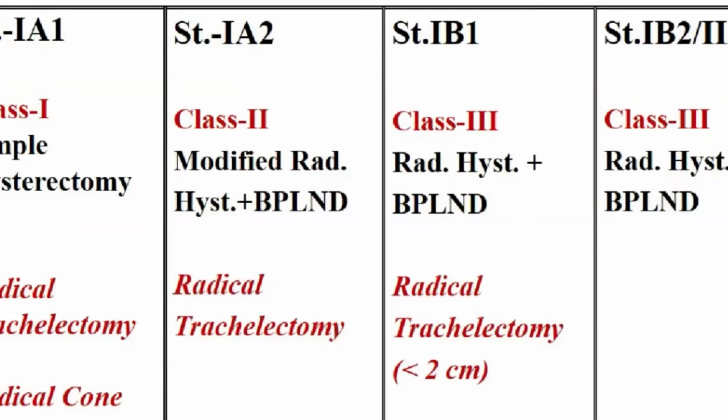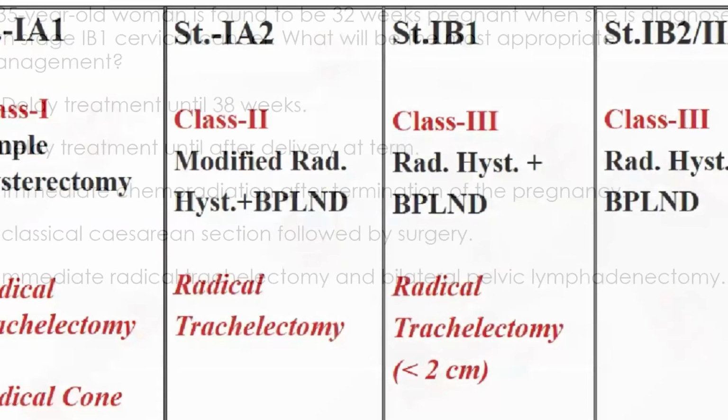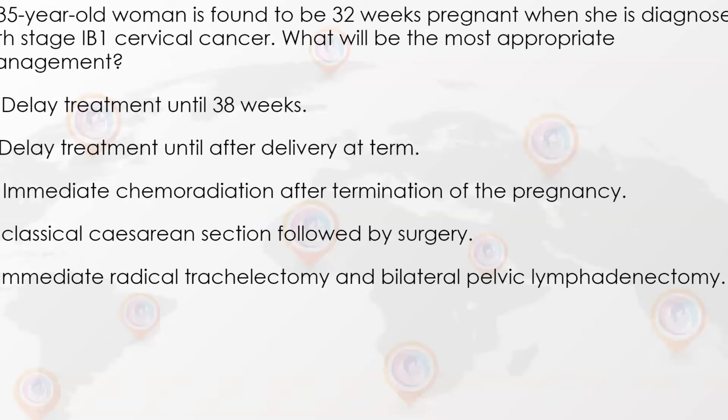However, in stage 1B2, that is less than 4 centimeter, or in stage 2A1, that is less than 4 centimeter, you can go for a type C radical hysterectomy plus a BPLND. In case the tumor size is more than 4 centimeter, or there is parametrial extension, that is anything stage 1B3 or stage 2A2 and beyond, you have to go for concurrent chemo radiation. Usually we give concurrent chemo radiation along with cisplatin. And in case the patient is renally compromised and you cannot give cisplatin, you have to go for carboplatin in those cases.